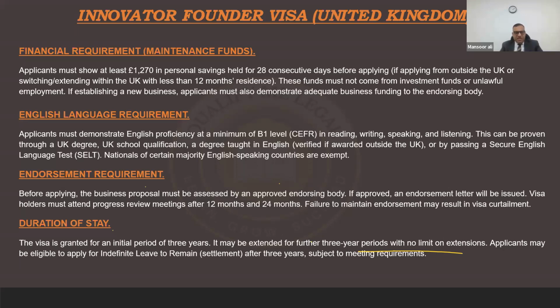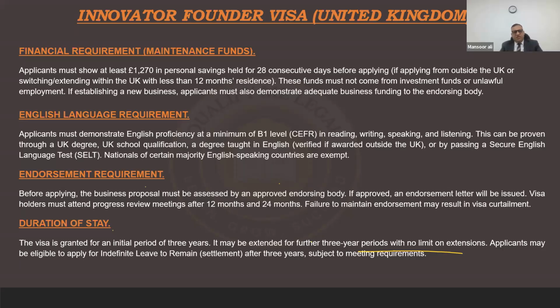Apart from financial requirement, there is another requirement which is called English language requirement. English language requirement can be satisfied if you have a degree from within the UK, or there are other ways to satisfy the Home Office. If you do not have a degree from within the UK, you can satisfy it with IELTS, or there are minimum standards which is called CEFR standard or B1 level.